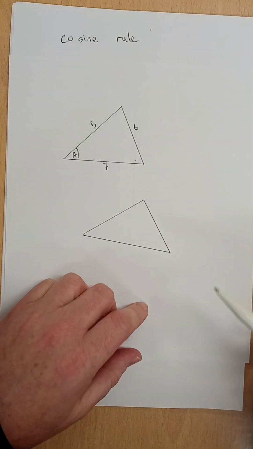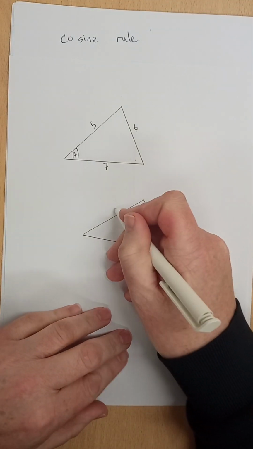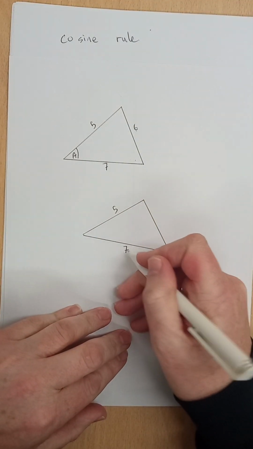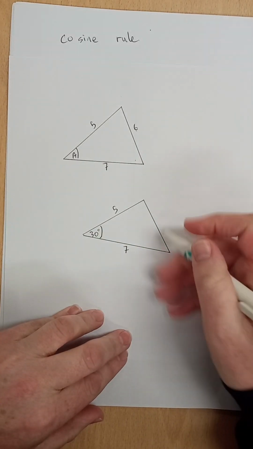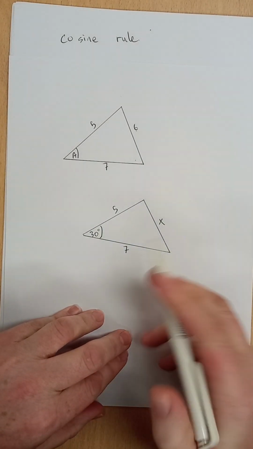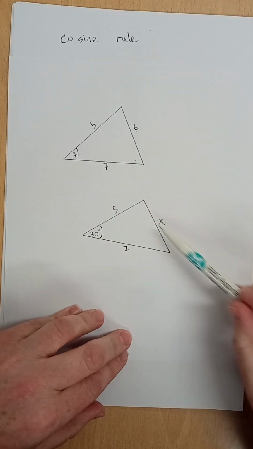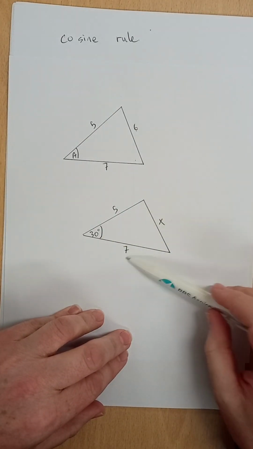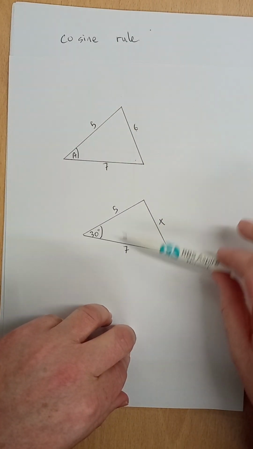A second scenario, and probably the one that's most obvious, is where you know two sides and you know the angle in between, and you're looking for the third side. Again here we can't use the sine rule because we don't have a complete pair. We don't have an angle with a side opposite it that we can use to create our fractions. So these would be the two scenarios we would use.